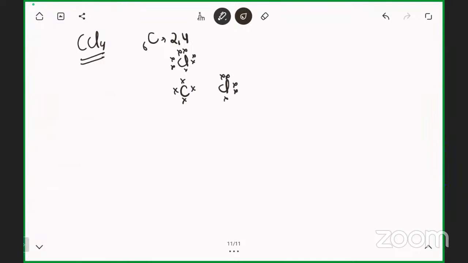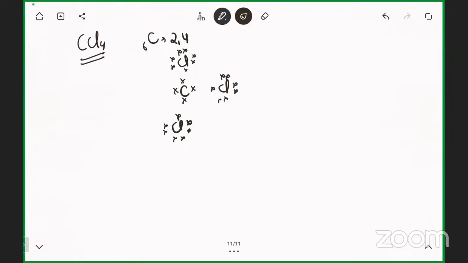Okay, I'm taking one more example, that is CCl4. Carbon has 4 electrons in the outermost shell. Carbon's atomic number is 6, that is 2, 4, so 4 electrons in the outermost shell. Cl has 7 electrons in the outermost shell. Another Cl, 7 electrons in the outermost shell.